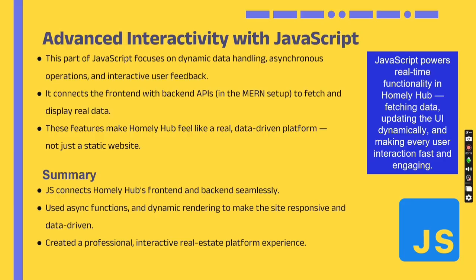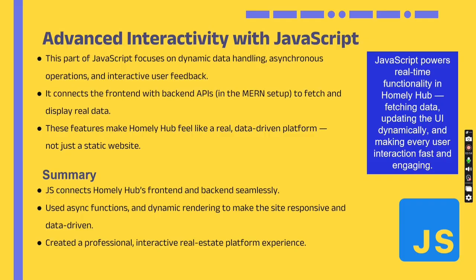Now the advanced integration with JavaScript. This part of JavaScript mainly focuses on dynamic data handling, asynchronous operations, and interactive user feedback. This is responsible for connecting the front end with the backend API, the MERN setup, which we will discuss later. This is used to fetch and display real data. These features make Homely Hub feel like a real data-driven platform, not just a static website.